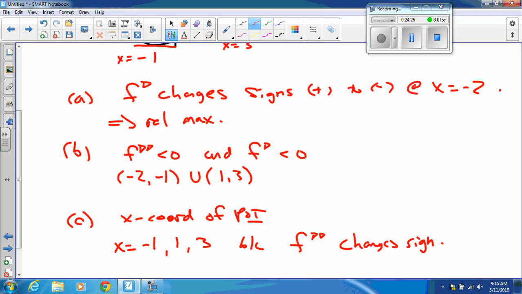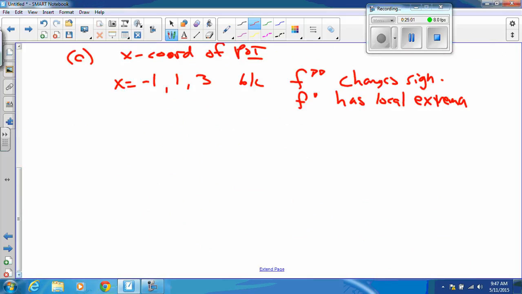If I wanted to give an answer in terms of f prime instead, what would my answer look like? The slope of f prime changes sign? Okay. Yeah, that could work. But something specific that we talked about, this is a perfectly good answer. So the alternate answer would be because f prime has what at those points? Local extreme, right? Either one of those is a good answer.